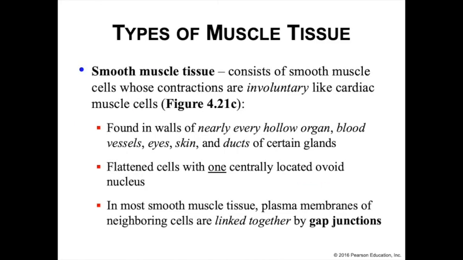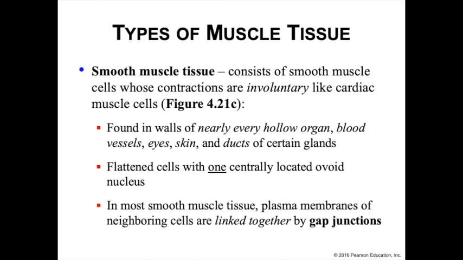Last type of muscle is going to be smooth muscle. So smooth muscle is going to look smooth. That's why it's called smooth muscle. This is going to be another involuntary. So you don't have to think about it to get it to work. It's just going to work.